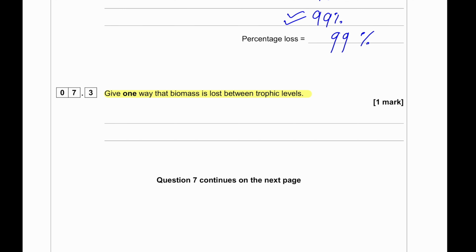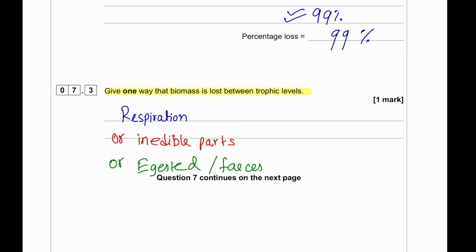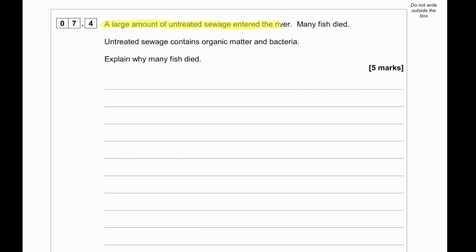So the most important one is respiration, or we can say inedible parts, which means that some part of the animals are not eaten by the animal which is immediately above its trophic level, or we can say that biomass is lost in feces. A large amount of untreated sewage entered the river. Many fish died. Untreated sewage contains organic matter and bacteria. Explain why many fish died.